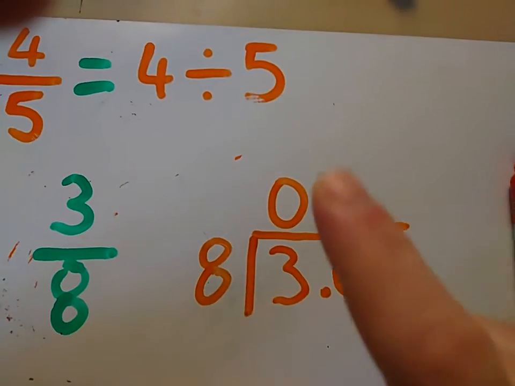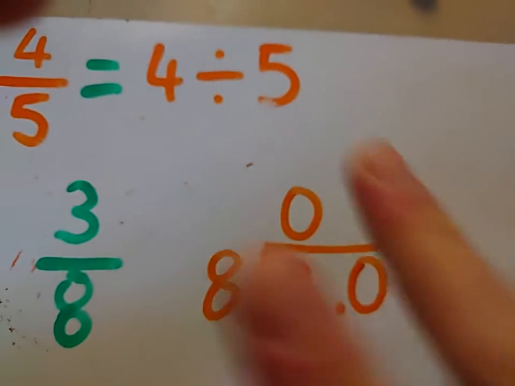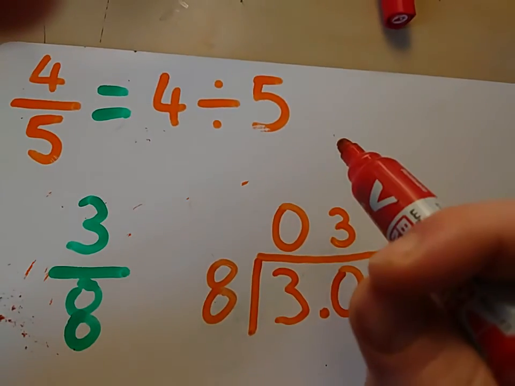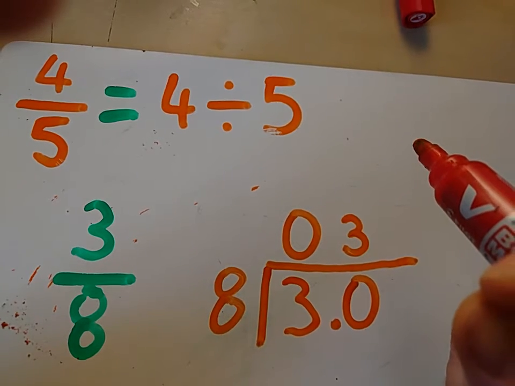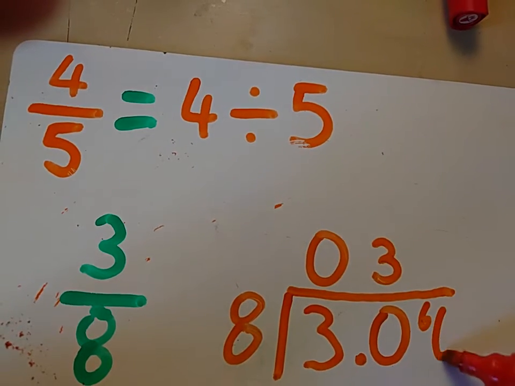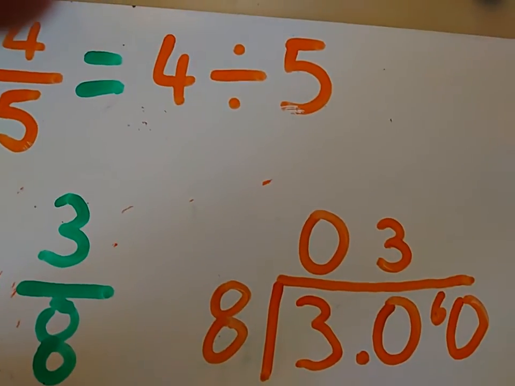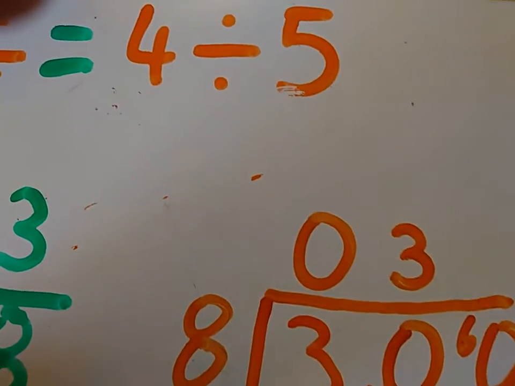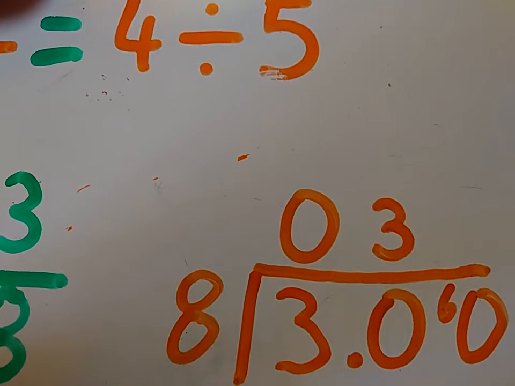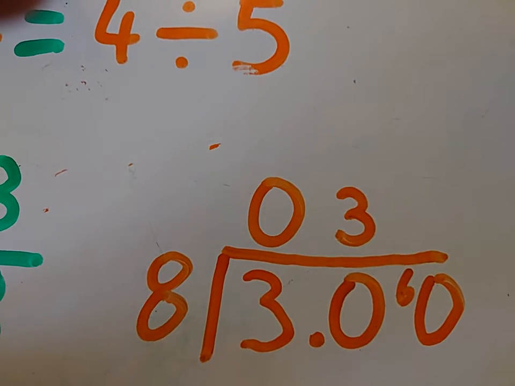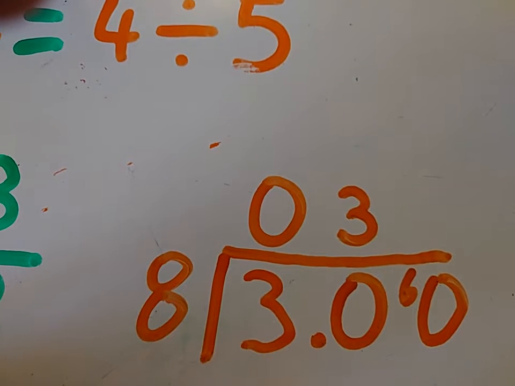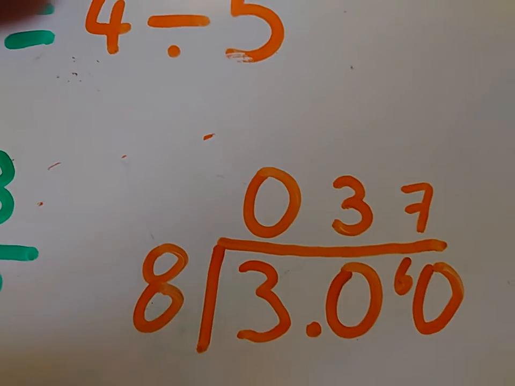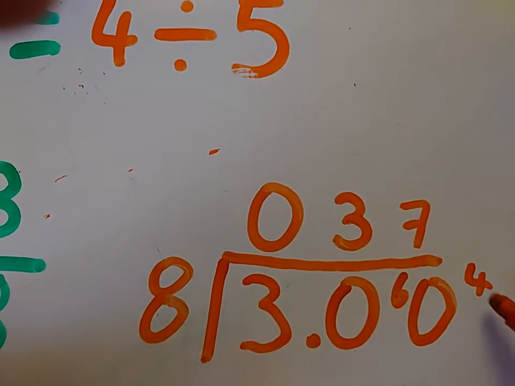Well, I've got 8, 16, 24. That's as much as I can go. 24, which is 3. And then I've got 6 remainders, so I can put a 6 there and a 0 there. And then I can keep on going. I can go, well, how many times does 8 go into 60? Well, 8 goes into 60 7 times, because that gets me to 56. And then I'm left with 4 left over.